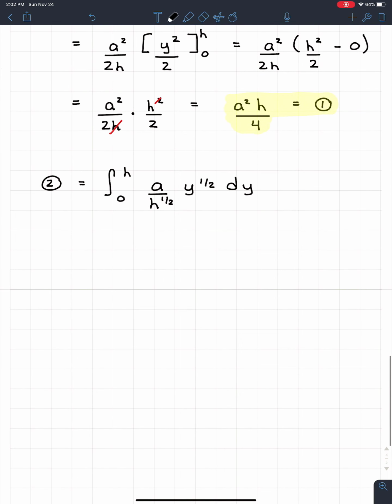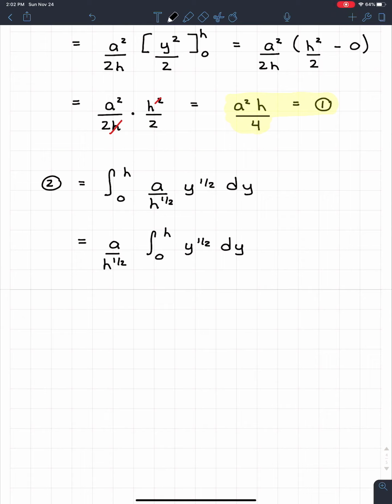So we come down here and we realize, okay, it's not as nice. We can't multiply everything together to get rid of the 1/2s, but we can still take out the constants. So we all know this is going to be equal to the integral, but we're going to take out all the constants. So a and h, those are constants. We can go a divided by h to the 1/2 multiplied by the integral from 0 to h, and then y to the 1/2 times dy. Okay, so that's not too bad.